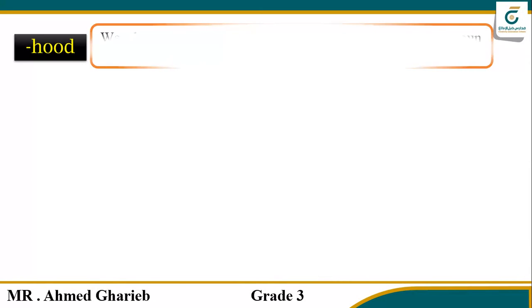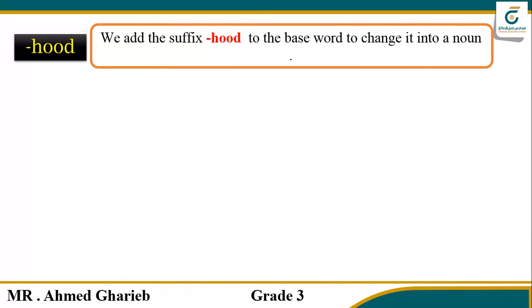Okay, let's see what the job of the suffix hood is. We add the suffix to the base word, and in most cases it's a noun, and it changes the noun into another noun with a different meaning. So we add hood to the base word to change it into a noun. Okay, let's have some examples.